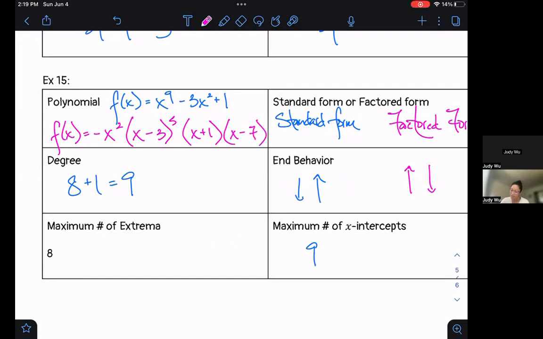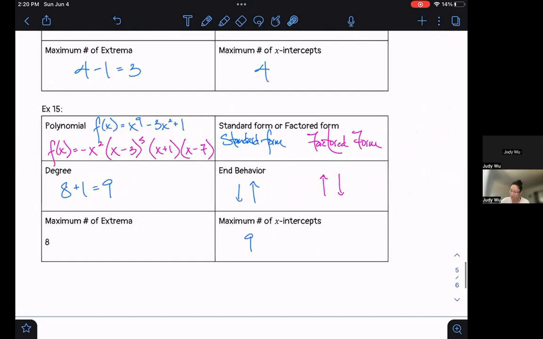Now this is in factored form, and it has degree 9 because 2 plus 5 plus 1 plus 1 is 9. And it has the up-down behavior because the leading coefficient is negative. All right. So my friends, that is the end of 3.3, and I'll see you back here for 3.4.